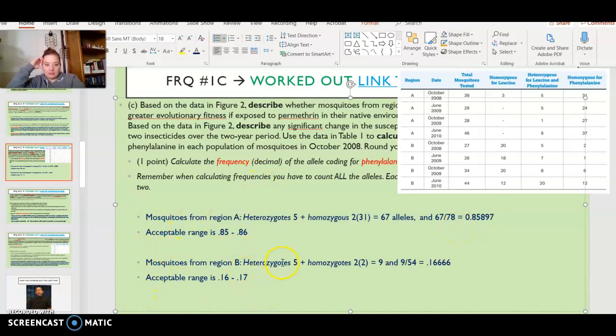The B region, calculating that in 2018, we got a total of 27 individuals. Double it, it'll be 54 total alleles. 5 of the individuals are coming in with 1 copy of phenylalanine, and 2 of them are coming in with 2 copies. So we're going to add the 5 plus a doubled 2, we get 9. 9 out of 54 is 0.16 frequency.